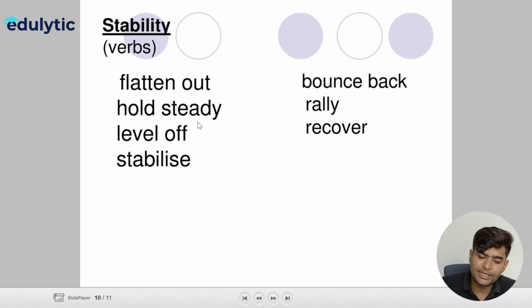So these are just a few examples. As you know, language is like an ocean. You can never say that I have done each and everything, I've learned all of the language. It's not going to be the case.